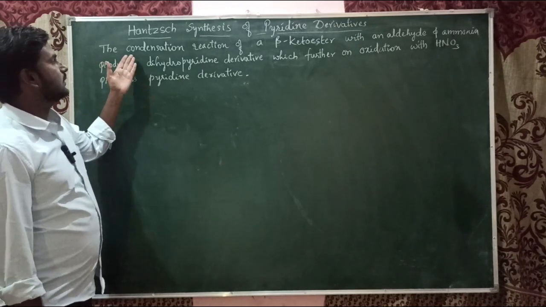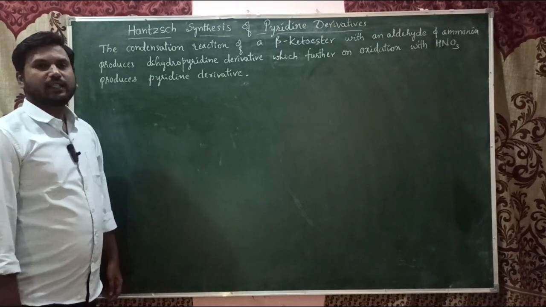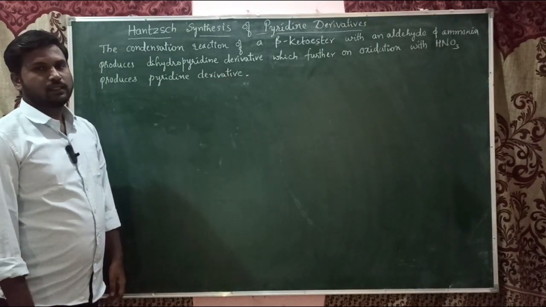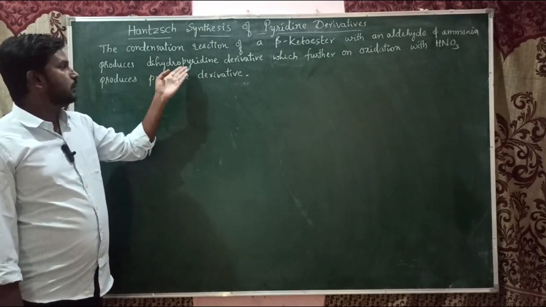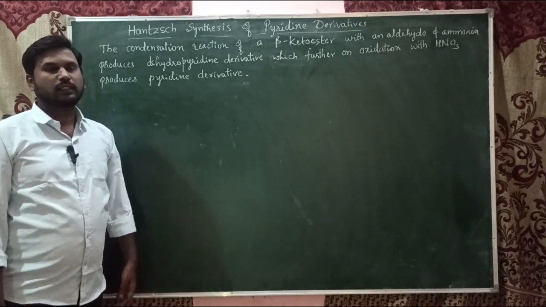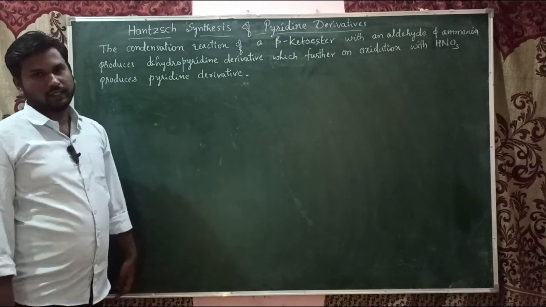I have written the statement of this synthesis on the board. That is the condensation of a beta keto ester with an aldehyde and ammonia, and it produces a dihydropyridine derivative, which on further oxidation with nitric acid will produce a pyridine derivative.